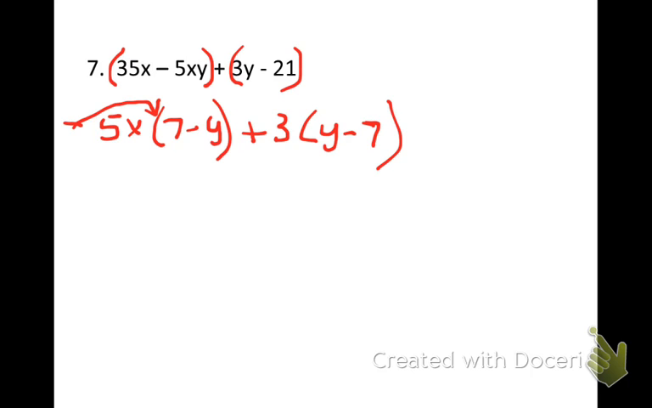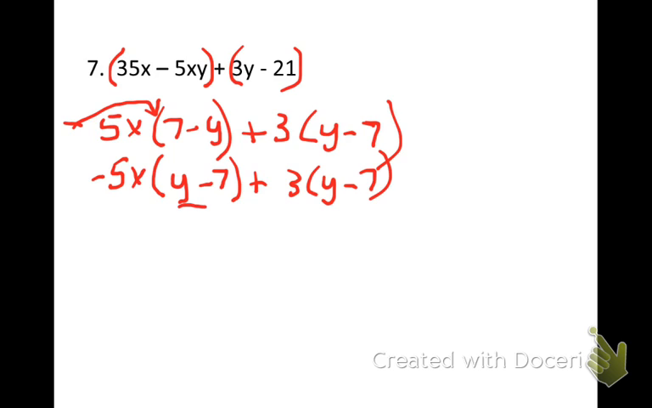So if I take a negative 1 out of that, I'm going to bring it out in front. It's going to make it negative 5x. And if I take a negative 1 out of 7, it's going to make it negative, and the y is going to become positive. Now you see what I was trying to get, I hope, that they now have a y minus 7 in common. So the quantity y minus 7 times the quantity negative 5x plus 3.